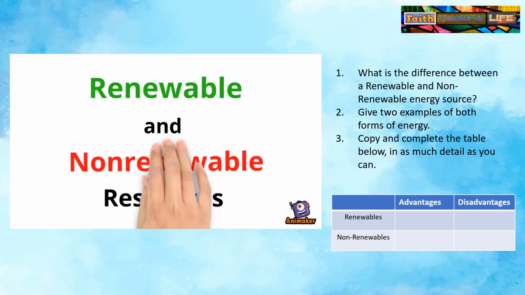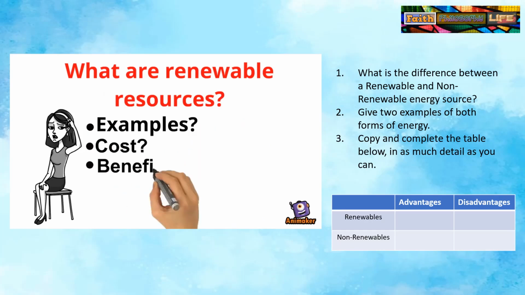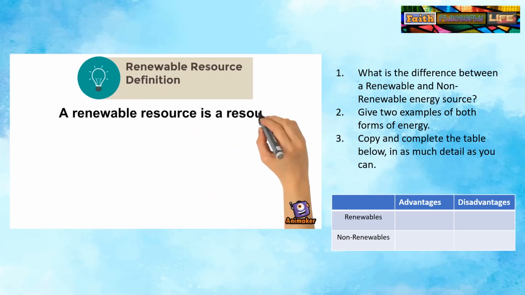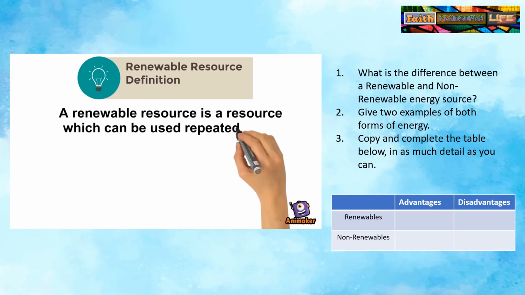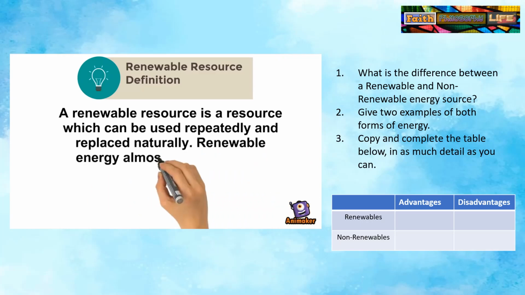Renewable and non-renewable resources. What are renewable resources? Examples, costs, benefits. A renewable resource is a resource which can be used repeatedly and replaced naturally. Renewable energy almost never runs out.